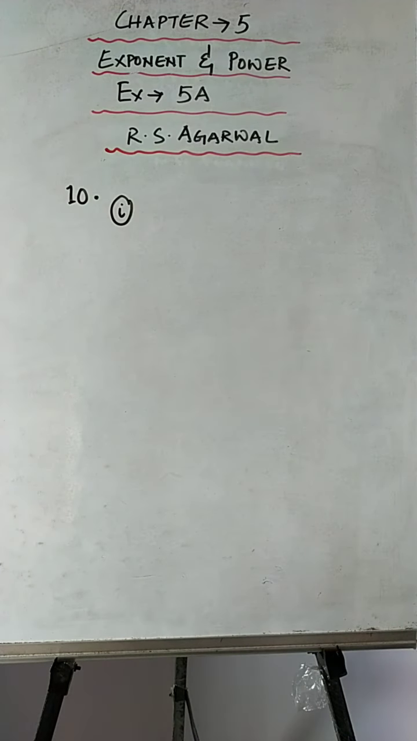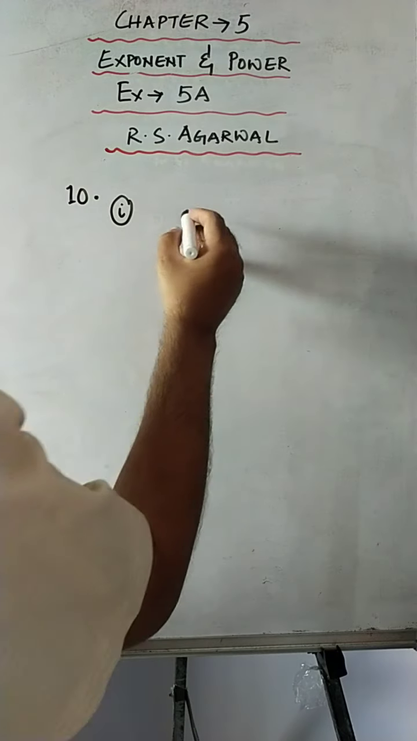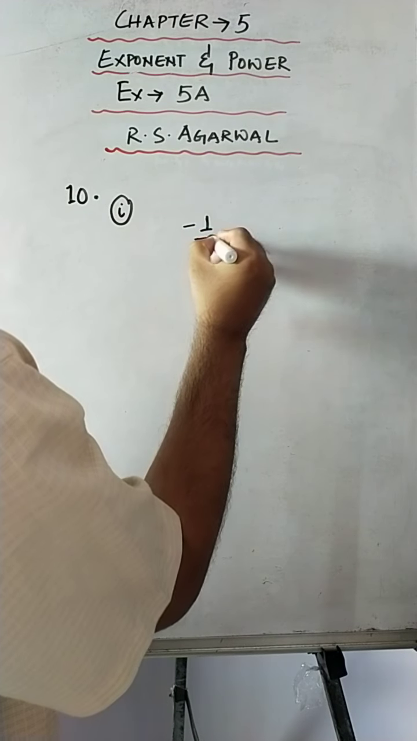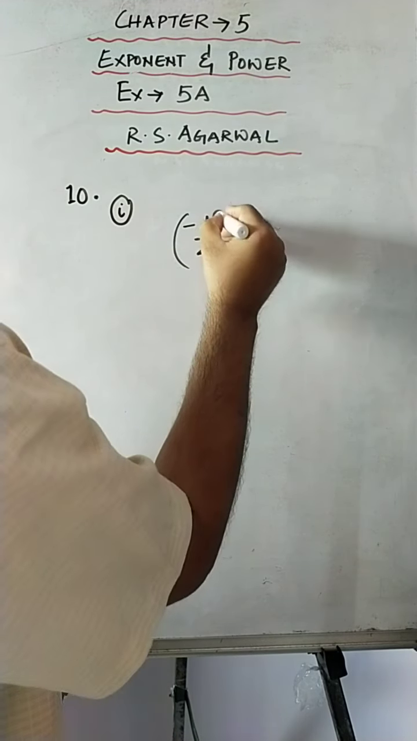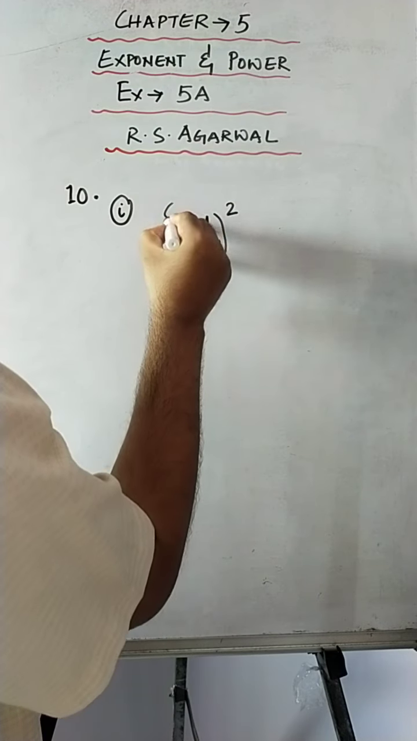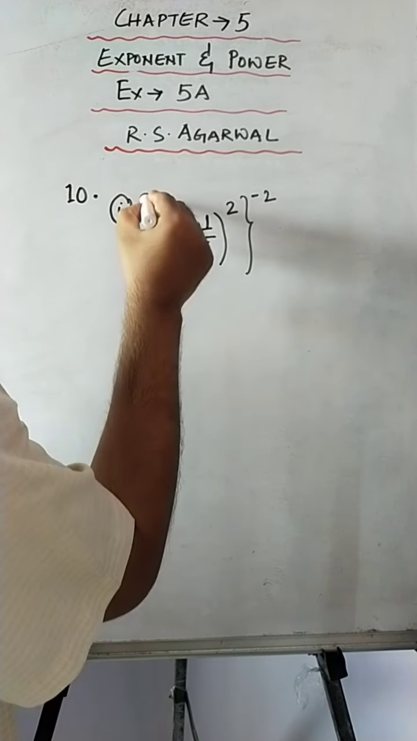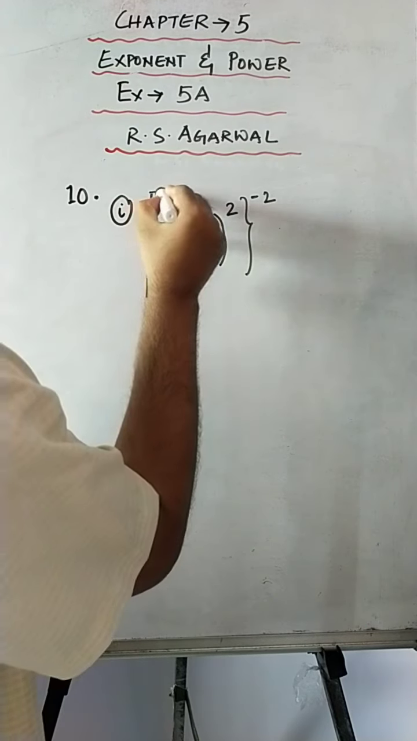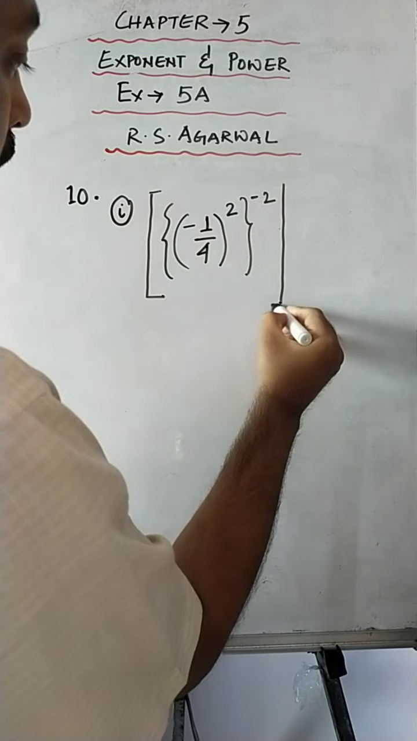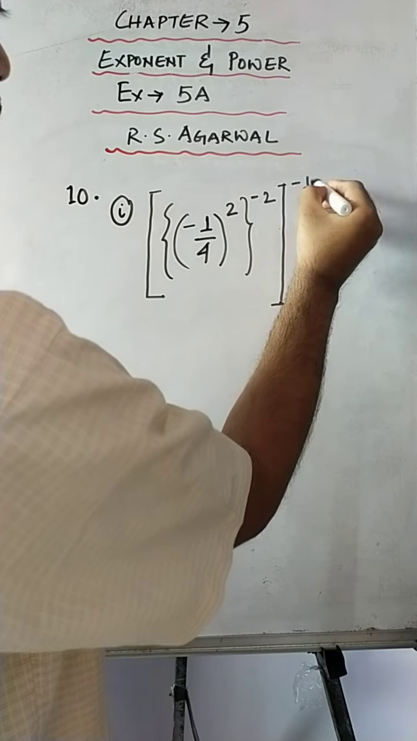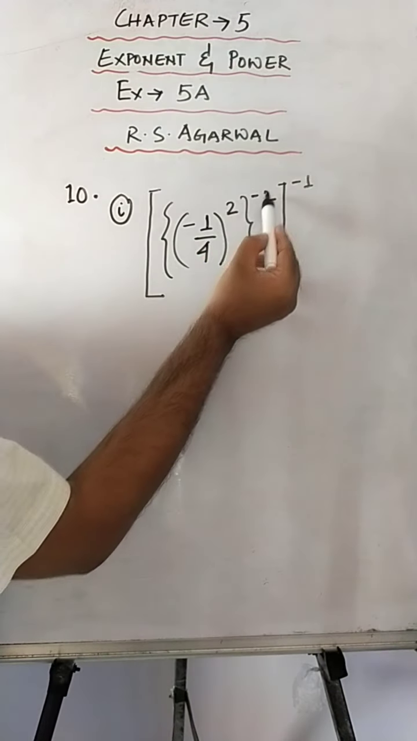Okay, so what is sum number 1 of question number 10? It is 1 by 4 minus 1 by 4 to the power 2. Then we'll give the curly bracket. Then we have power minus 2. And then again we have one square bracket. And that will be to the power minus 1. You see, we have three powers.